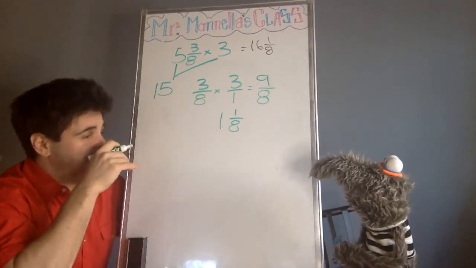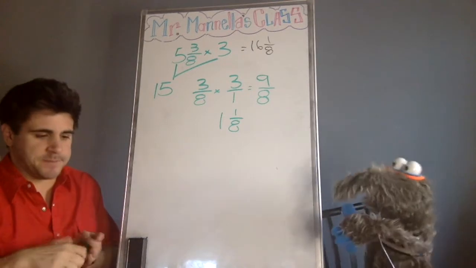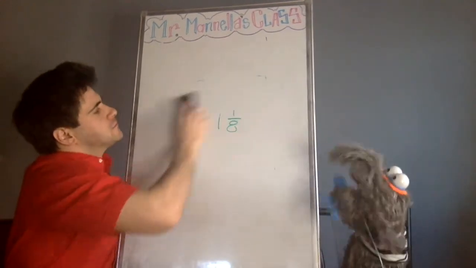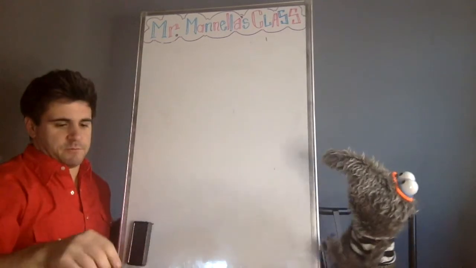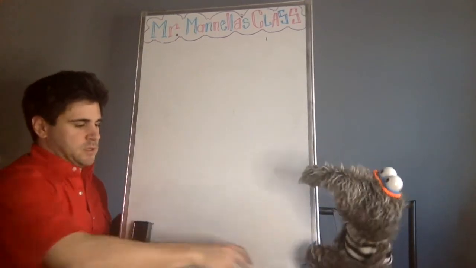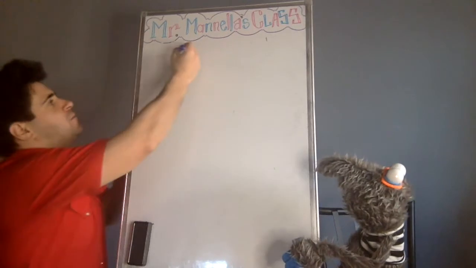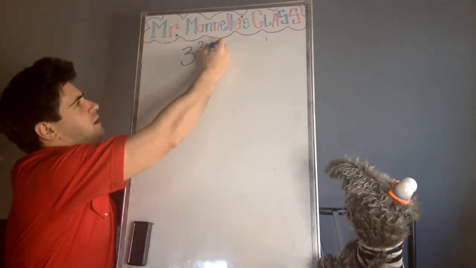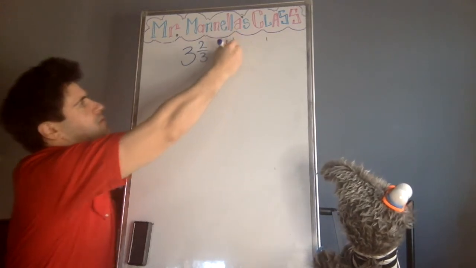All right, you want to do one more of these? I'm going to let you decide how you want to do it. What if we do it both ways? You can do it both ways. Okay, so we'll do it both ways. We'll make the problem red and blue. We'll make it 3 2/3 times 4.